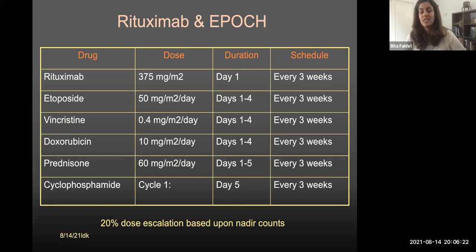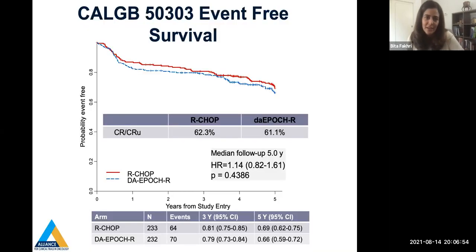Etoposide is associated with cytopenias. Vincristine can cause really bad constipation, so encourage patients to get ahead of their game and start a bowel regimen if they're starting with slow bowel movements. Doxorubicin is cardiotoxic. You definitely need to get an echocardiogram or evaluate their heart prior to initiating chemotherapy. Prednisone, you know, I always tell patients it's like having an extra cup of cappuccino in your blood. Some people enjoy that feeling, some people hate that feeling. And cyclophosphamide in rare cases can cause hemorrhagic cystitis.